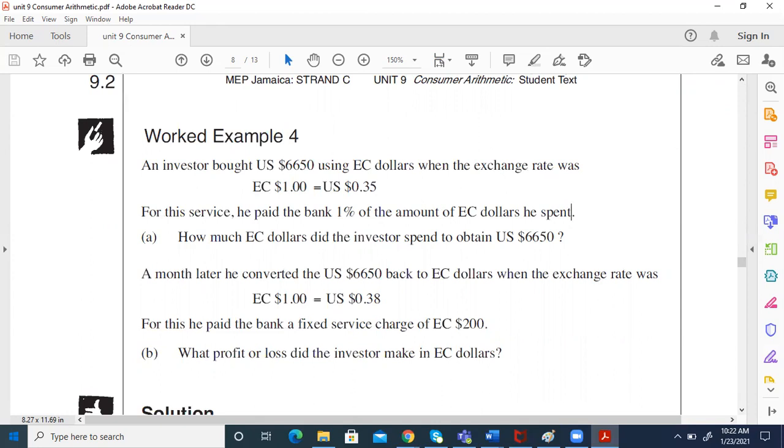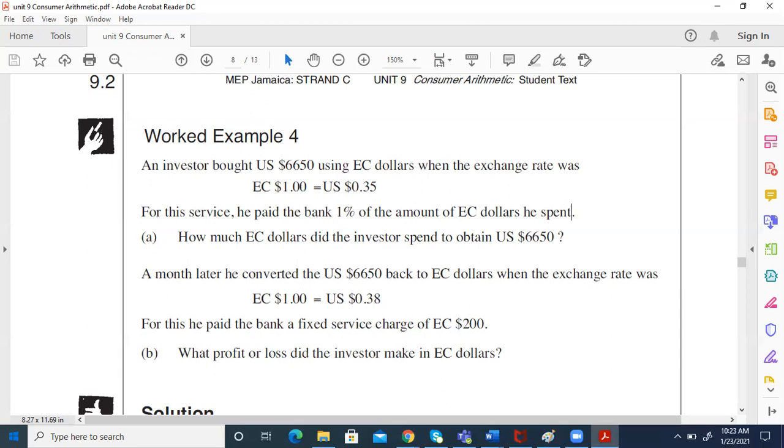An investor bought 6,650 US dollars using EC dollars when the exchange rate was one EC dollar is equal to 35 cents US. For this service, he paid the bank 1% of the amount of EC dollars he spent. How much EC dollars did the investor spend to obtain 6,650?